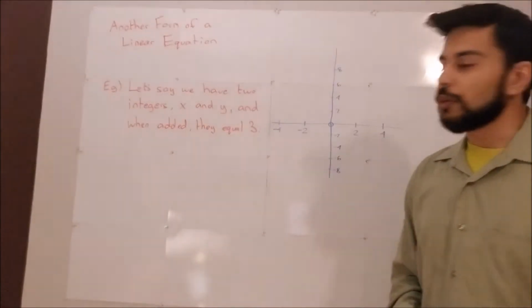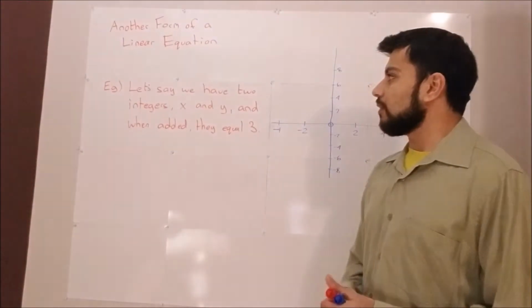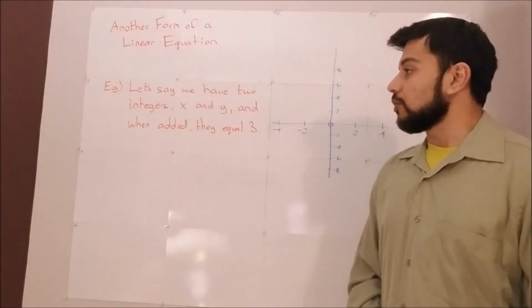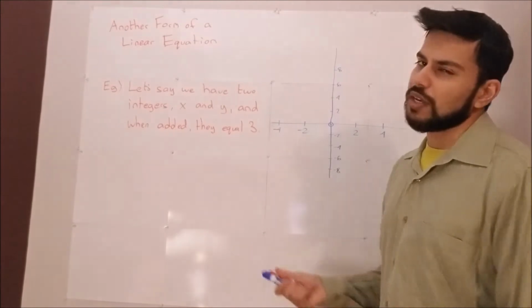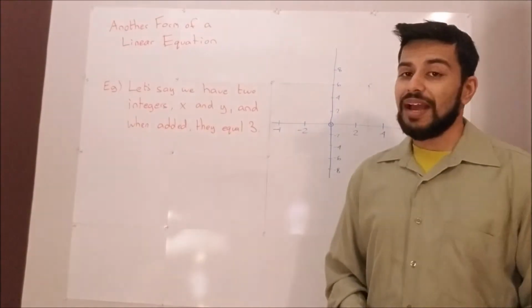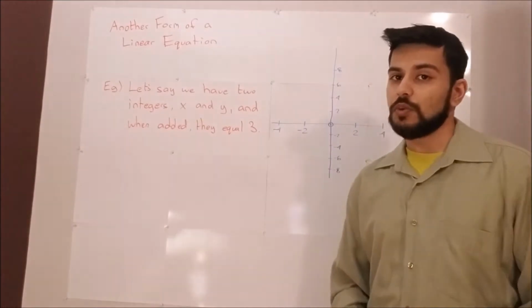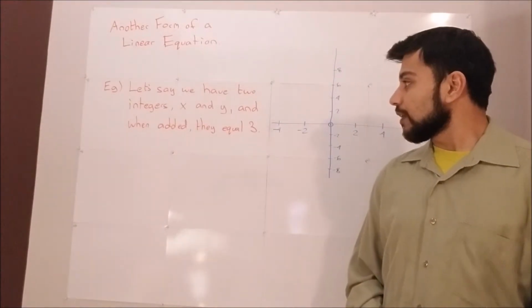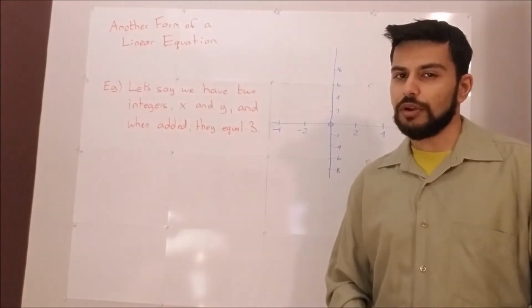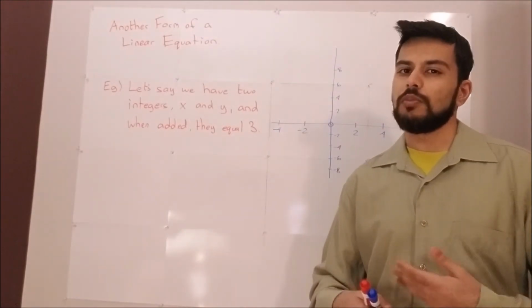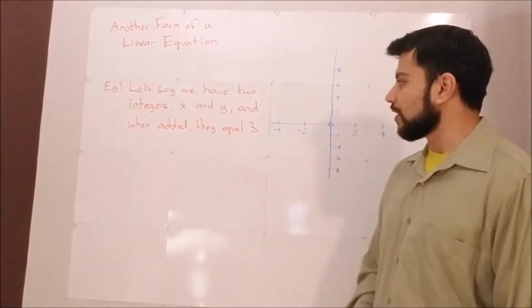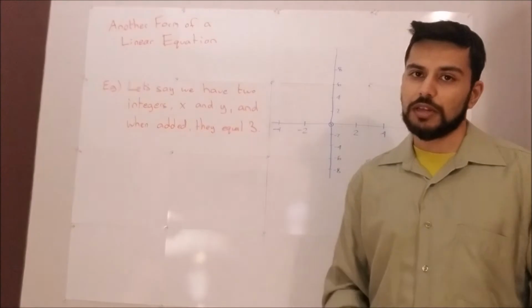The example we're going to work with is, let's say we have two integers. We'll call them x and y. You can use any two letters you wanted, but x and y is typically what we use in math. So we have two integers, x and y, and when we add these two integers together, they're always going to equal 3. The important thing is integers and 3. Integers means it can be any positive or negative number, excluding repeating decimals and stuff like that. So just some nice-ish numbers, can be positive or negative. When we add them together, we end up getting 3.